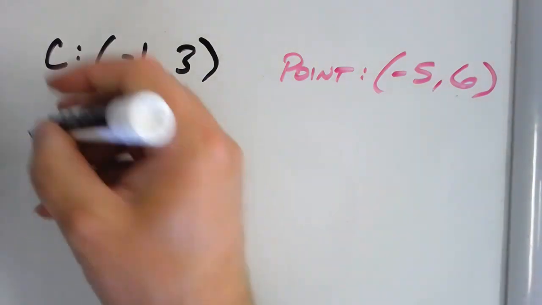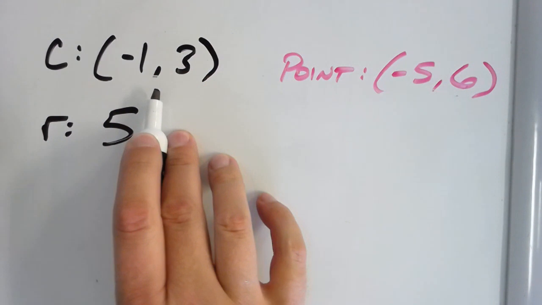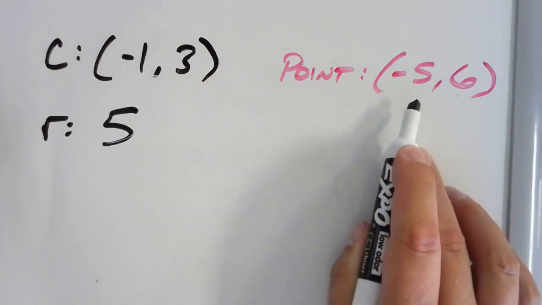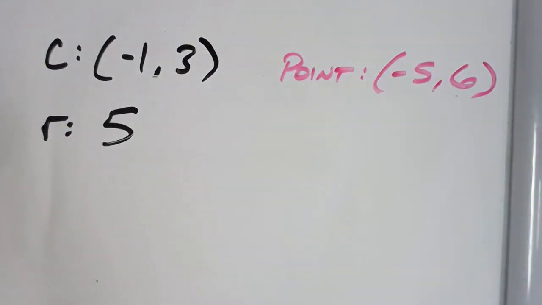So now that I've found my radius to be 5 units, again the distance between this point and some outer point on the circle, which will be the same as any other point on that circle, I have a center and I have a radius. At this point, I can literally plug right into my equation.